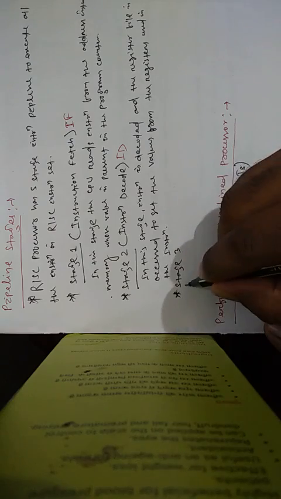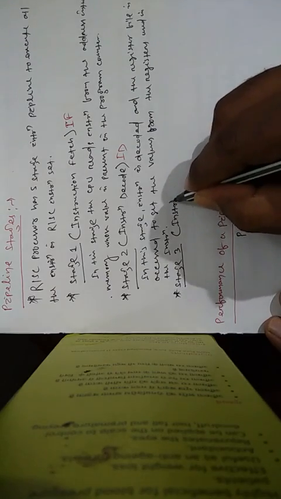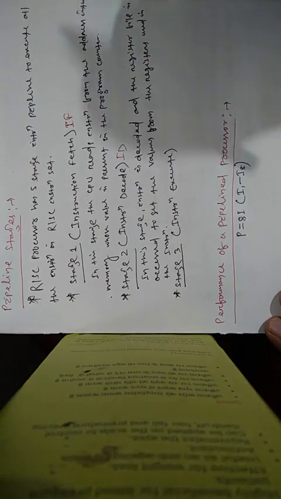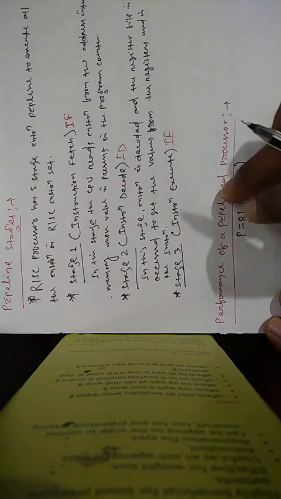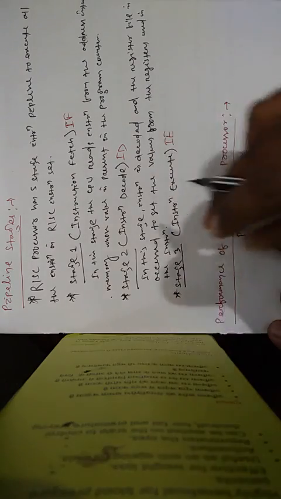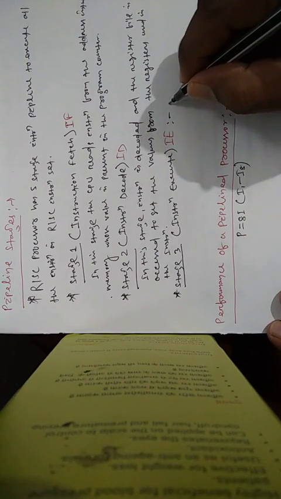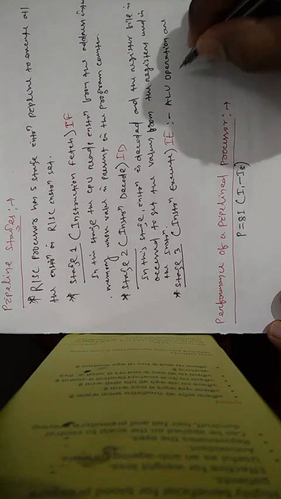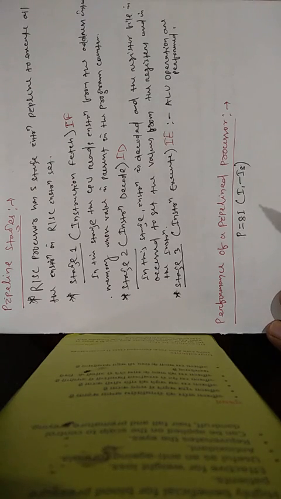After that, stage 3 is called instruction execute, in short IE. What happens in instruction execute? In this stage ALU operations are performed. There is less space, that's why I am writing it here, just to have a look. In this stage, ALU operations are performed.